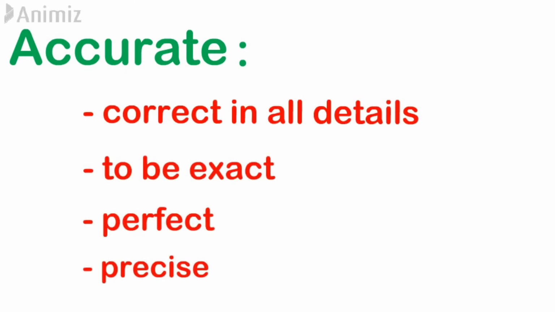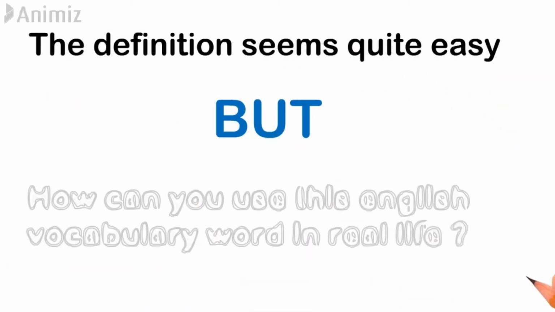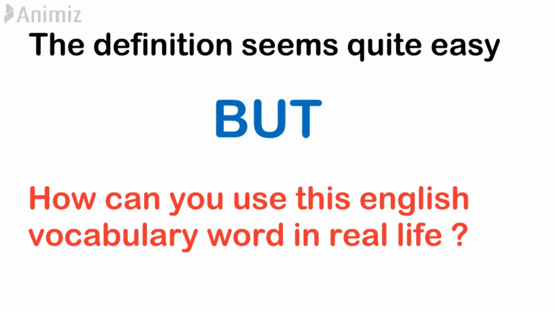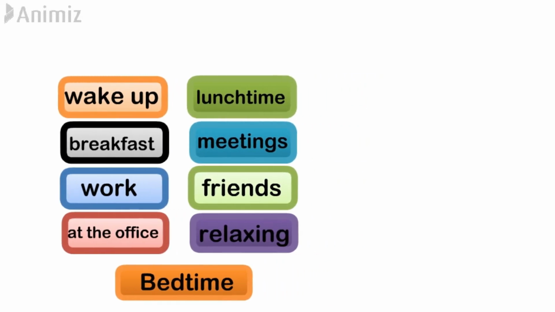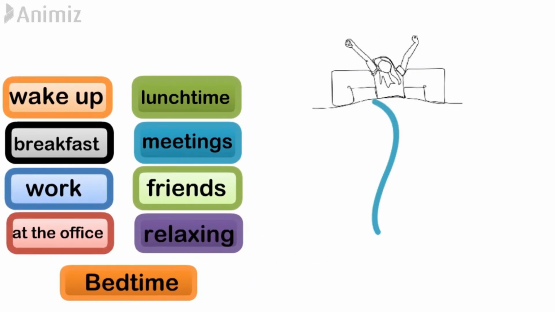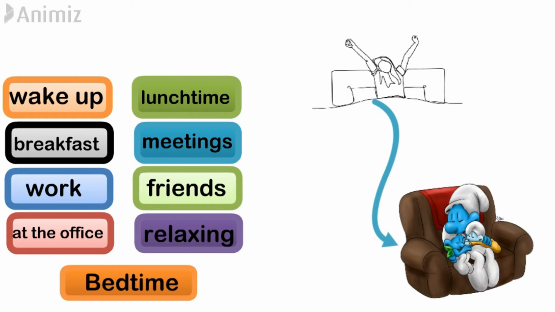The word accurate means correct in all details, to be exact, perfect, or precise. The definition seems quite easy. But how can you actually use this English vocabulary word in real life? Well, to do this, we must look at our daily schedule. In other words, we have to start from the time we wake up, and go all the way to bedtime.